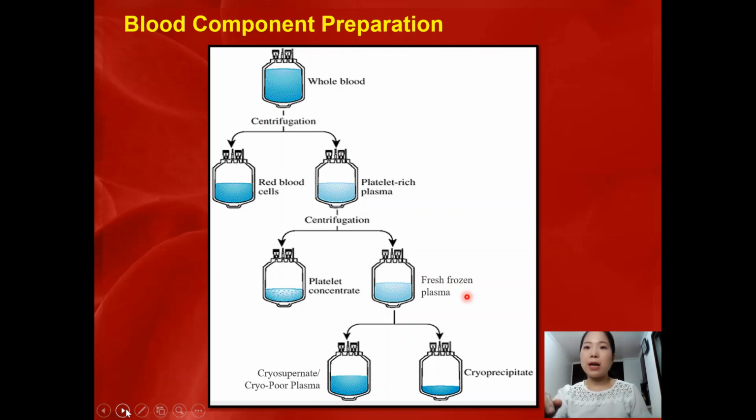The fresh frozen plasma can be further centrifuged, and what will settle is the cryoprecipitate, and the upper portion of this can be expressed into another satellite bag as the cryosupernate or your cryo-poor plasma. So you can see that just one whole bag will give you 5 different blood components, from your red blood cells to your platelet concentrate to your fresh frozen plasma, the cryoprecipitate, and lastly your cryosupernate.